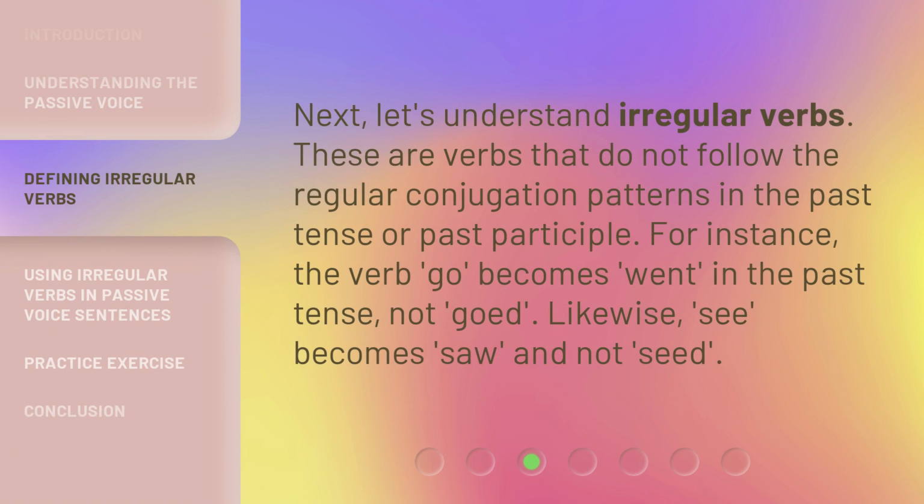Next, let's understand irregular verbs. These are verbs that do not follow the regular conjugation patterns in the past tense or past participle. For instance, the verb go becomes went in the past tense, not goed. Likewise, see becomes saw and not seed.